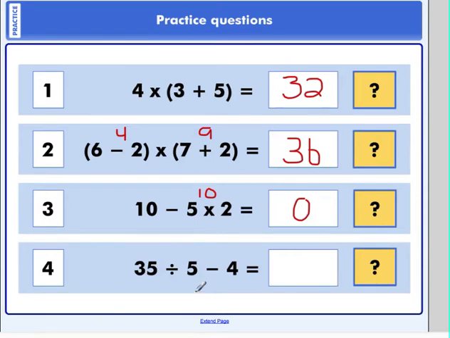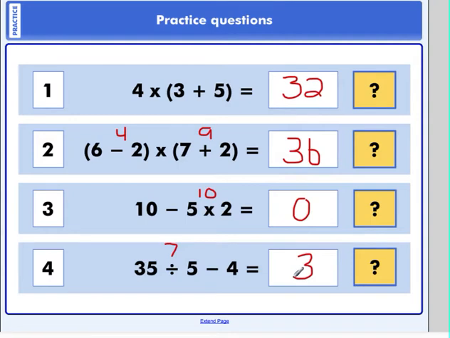And number 4, we don't have any parentheses, we don't have any exponents. We have division, which needs to be done next. 35 divided by 5 is 7. And then we have subtraction last. 7 minus 4 is 3.